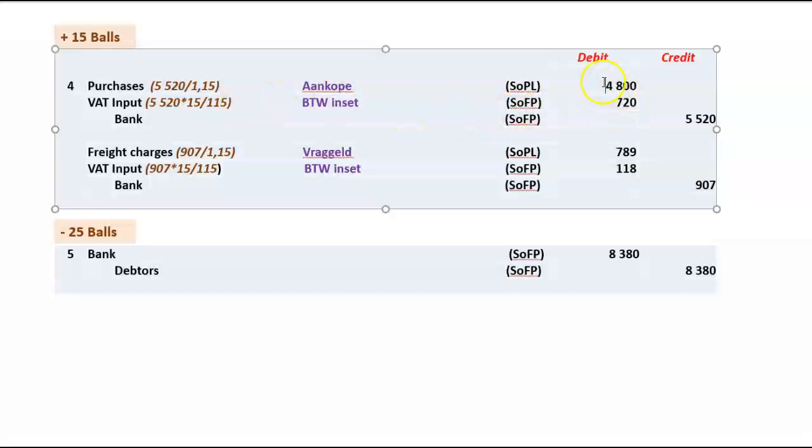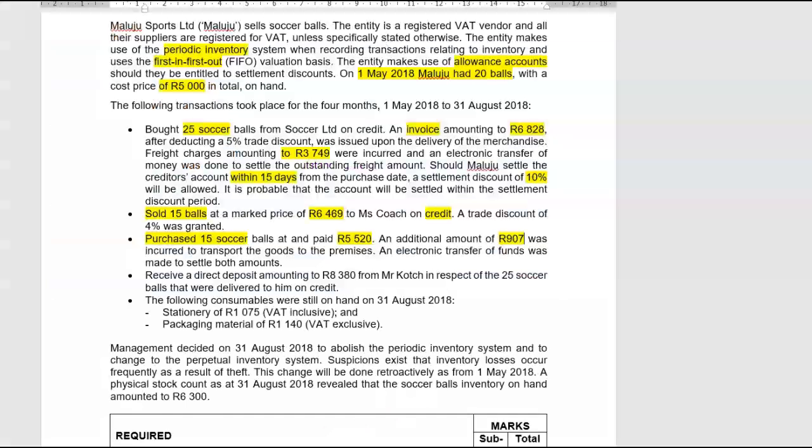VAT input will be the difference between the VAT exclusive amount and the VAT inclusive amount. And now please have a look that the freight charges is not posted to purchases. It's got its own account. Freight charges would be the VAT exclusive amount 789. We will claim the VAT on that invoice 180 Rand and eventually be paid 907 Rand.